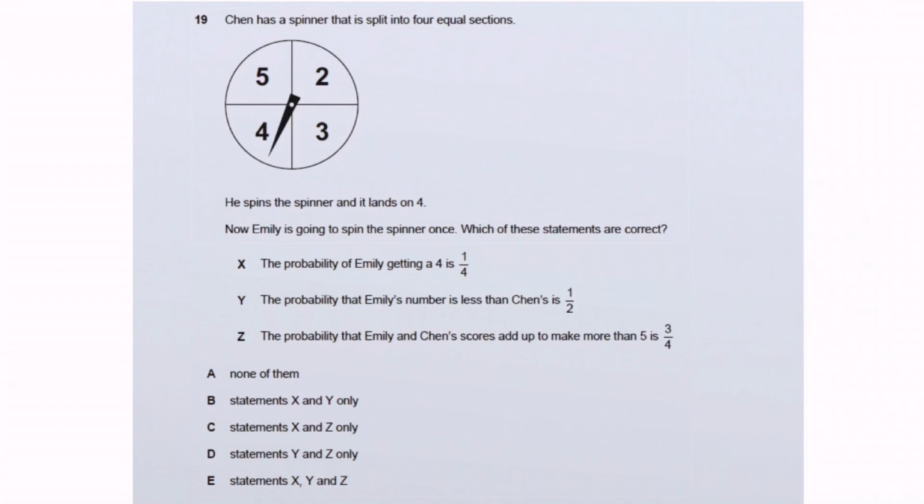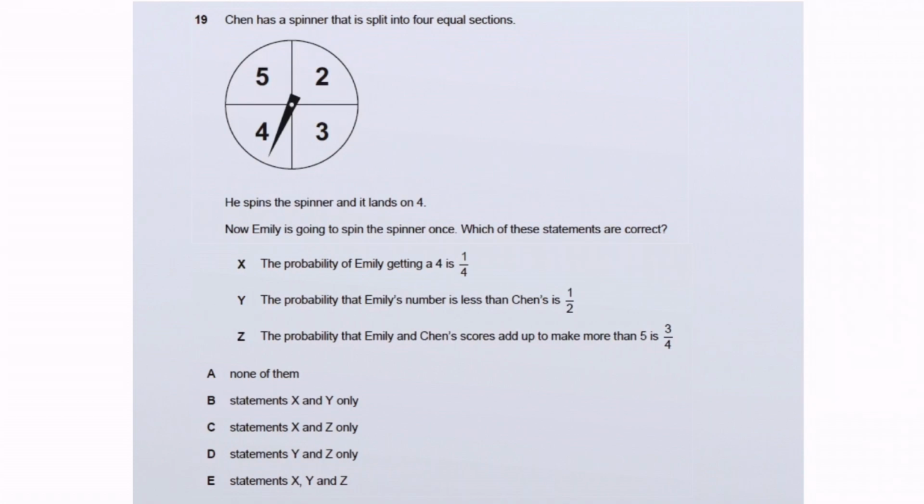X, the probability of Emily getting a 4 is 1/4. Y, the probability of Emily's number being less than Chen's is 1/2. Z, the probability that Emily and Chen's scores add up to make more than 5 is 3/4. So again, similar to 2 other questions we've done before, we will be going through each of the statements and see which one is correct.